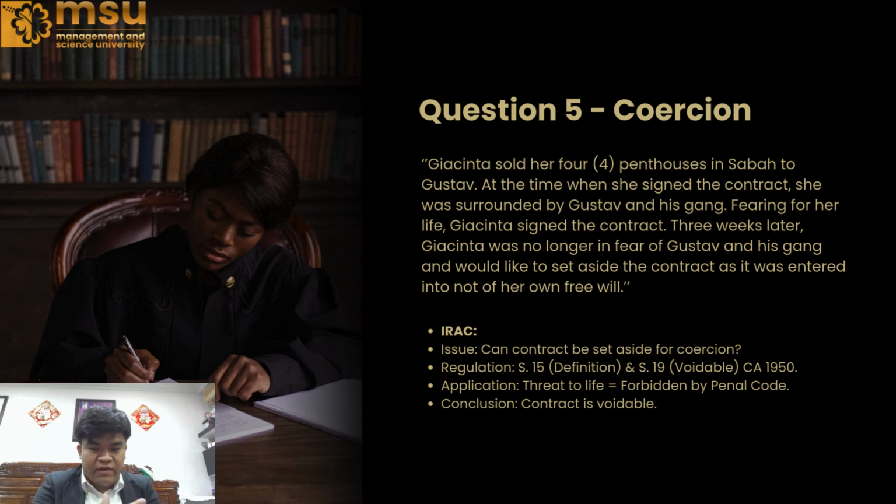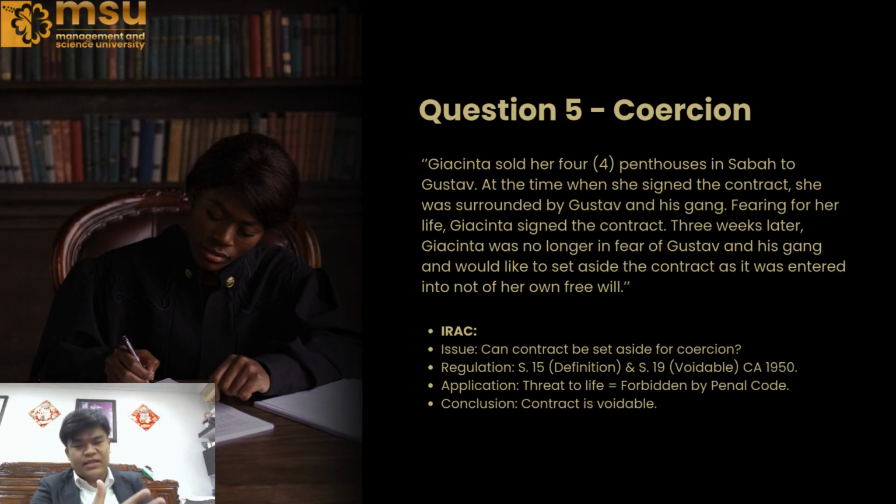For the regulation, under section 15 of the Contract Act 1950, coercion includes a threat forbidden by the Penal Code. Under section 19, a contract formed under coercion is voidable at the option of the victim. What about the application?